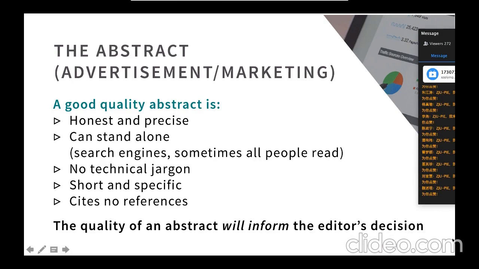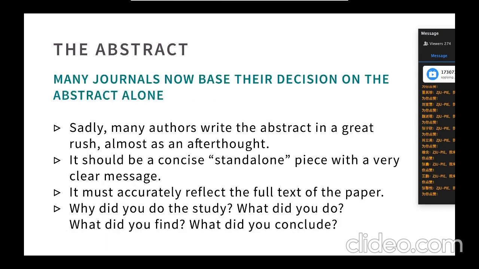And remember, as an author and as an editor as well, the quality of your abstract will inform an editor's decision. Often, this is the part of an academic paper that editors read first, and it's what will determine the future success of the article. How many people are going to read it? How many people are going to see it? How many people are going to cite it? The quality of an abstract in English will inform that editor's decision.